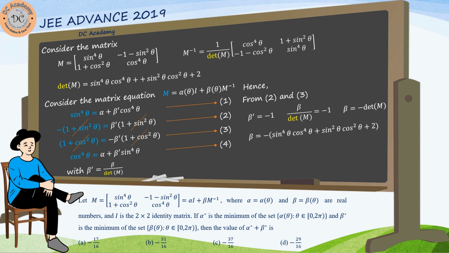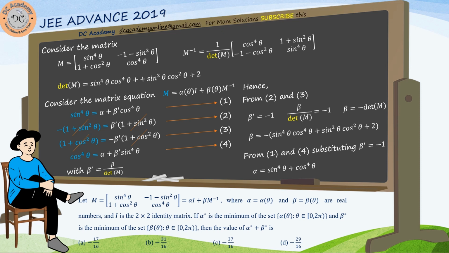So therefore, we understand that this sin 4 cos 4 and all that stuff is equal to the value of beta. So I just go ahead. Now notice that beta dash we computed as -1. So if I substitute the -1 value in relation number 1 or relation number 4, we get the value of alpha. So what is the value of alpha? Alpha is equal to sin 4 plus cos 4.